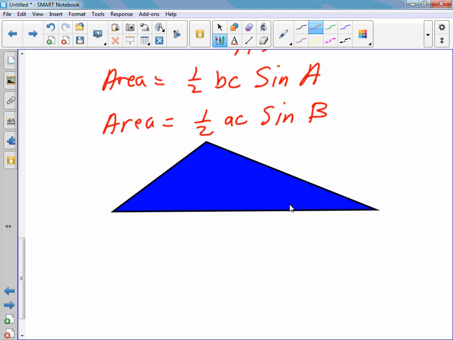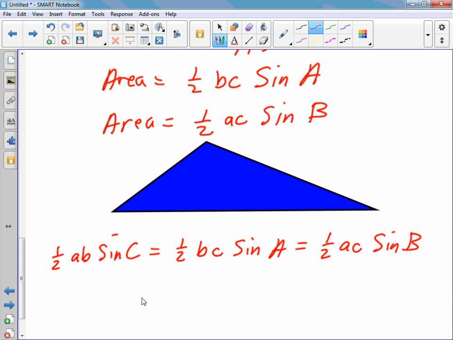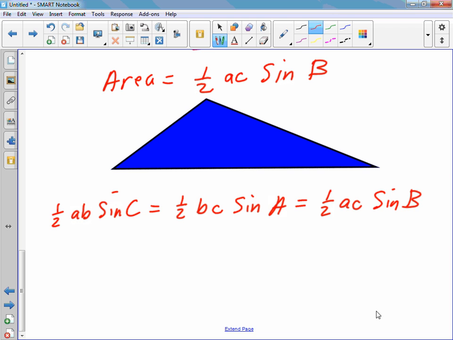Agree? So I can say 1/2 AB sine C is equal to 1/2 BC sine A is equal to 1/2 AC sine B. Is that craziness? Okay. So let's do some nuttiness now. This looks wild. We don't normally have two equal signs, but this is a little different.